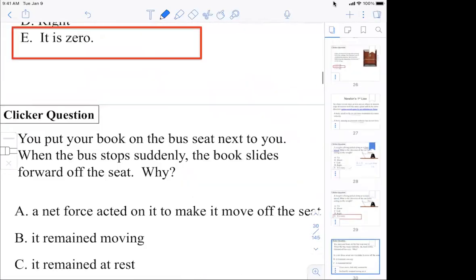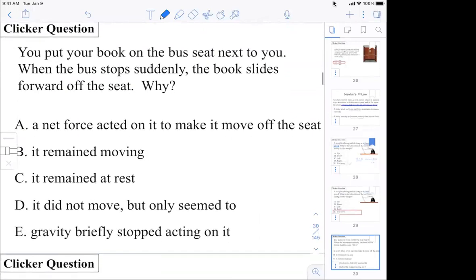There is another question, I'm going to talk through it, just a way how you explain this. You put your book on the bus seat next to you. When the bus all of a sudden stops, right? The book slides forward off the seat. Or a lot of times when you hit the brakes too hard in a car, you find yourself moving forward. Why? Now, in the past, people say it's inertia, but really it's just an explanation of Newton's first law. Because the book or yourself will remain at that velocity unless there is a force acting on it.